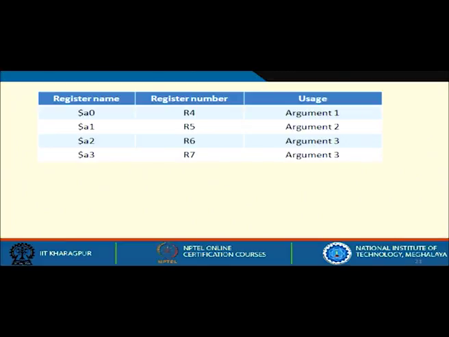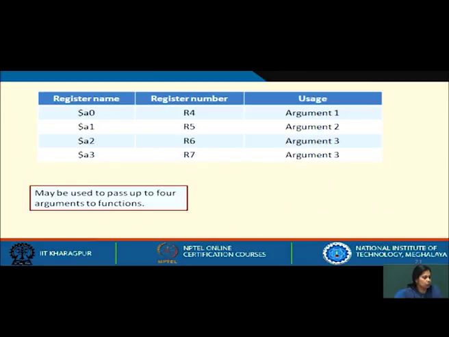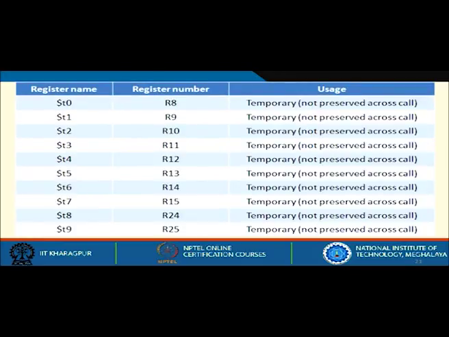The next set of registers is A0, A1, A2, A3, where we use the arguments. These are used to pass up to 4 arguments. Four arguments can be passed to a function using the register names A0, A1, A2 and A3. Then there are the temporary registers T0 to T9, and these are not preserved across calls. It might happen that when you are using a register for some purpose, it can also be used for another. So, it is not preserved across the call.